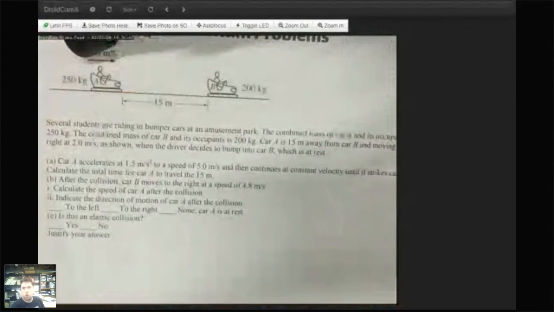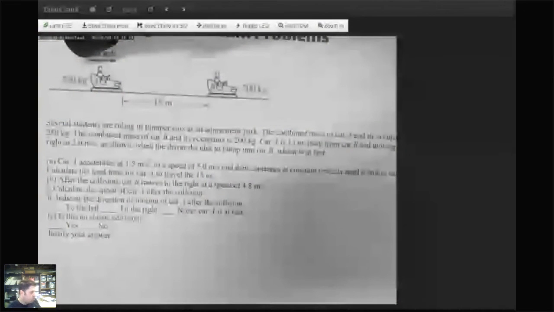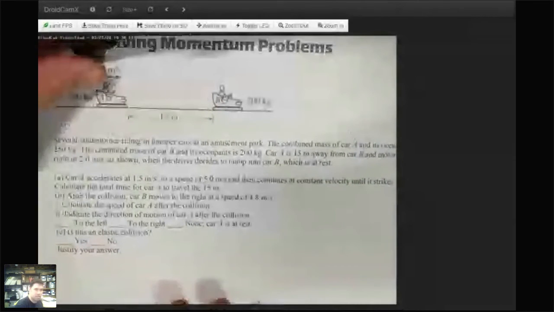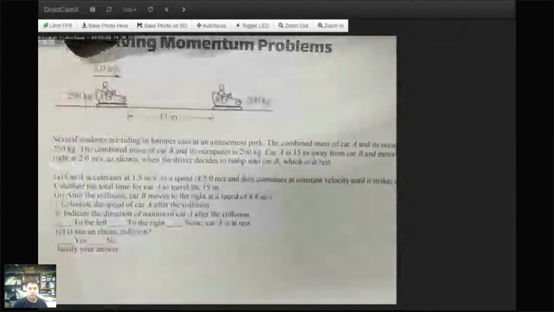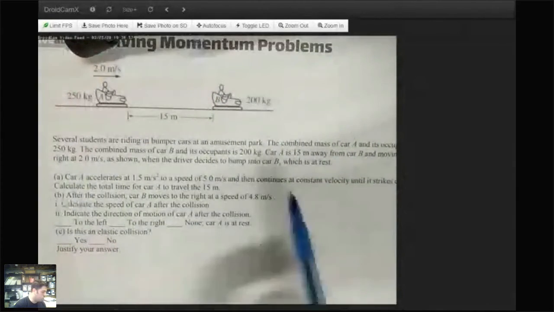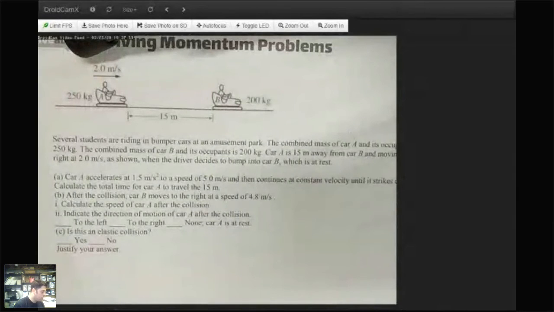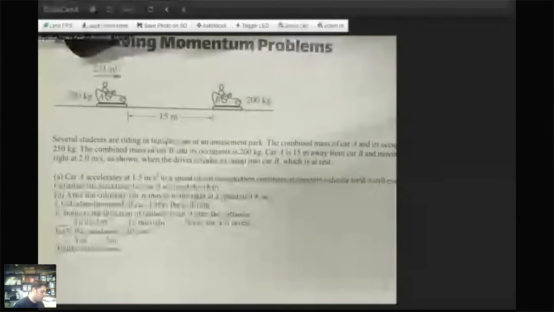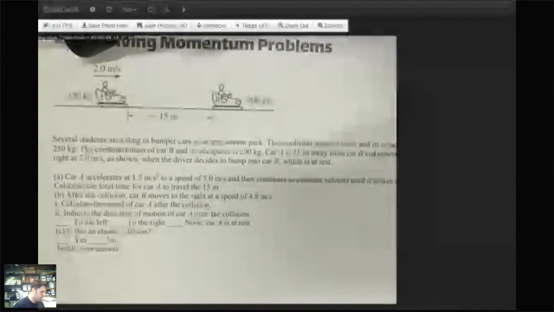All right, let's see, can I get this whole thing in here? Pretty good. Okay, so for this one, we're told several students are riding in bumper cars at an amusement park. The combined mass of cart A and its occupants is 250 kilograms. Cart B has 2 kilograms. Car A is 15 meters away from car B and moving to the right at 2 meters per second when the driver decides to bump into car B, which is at rest.